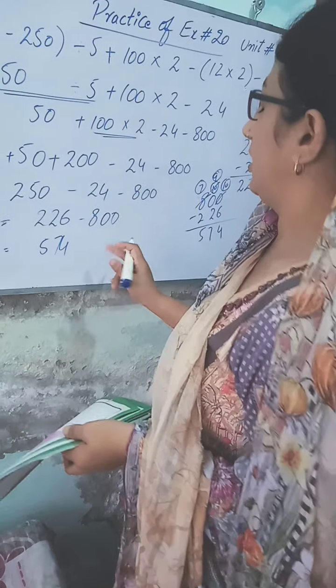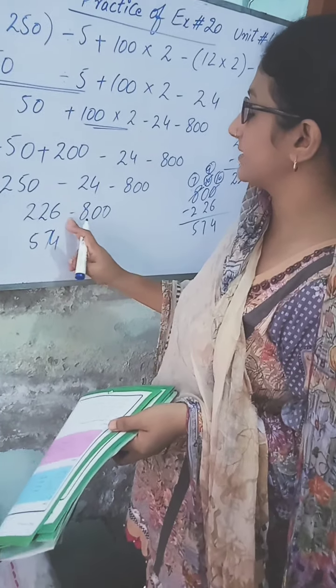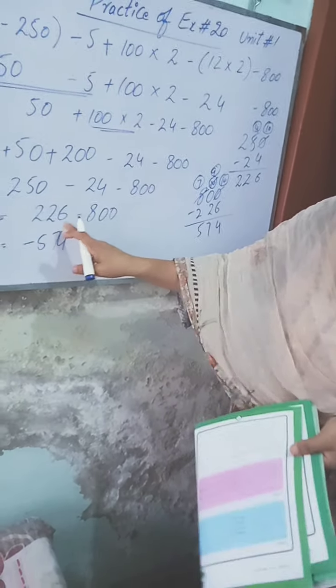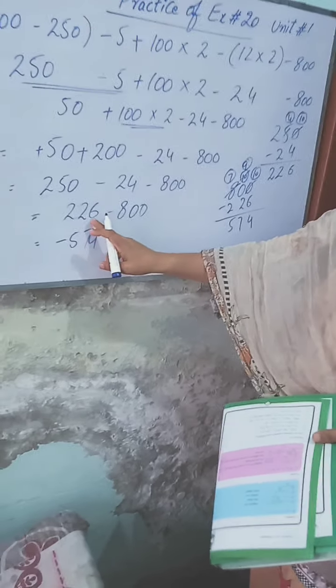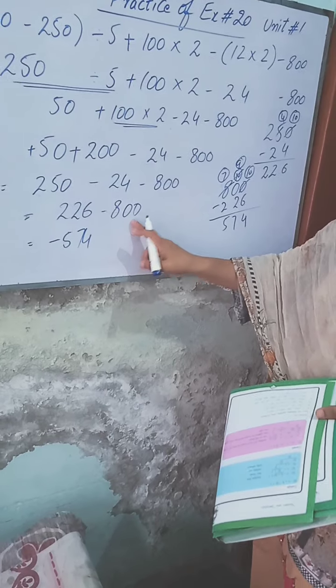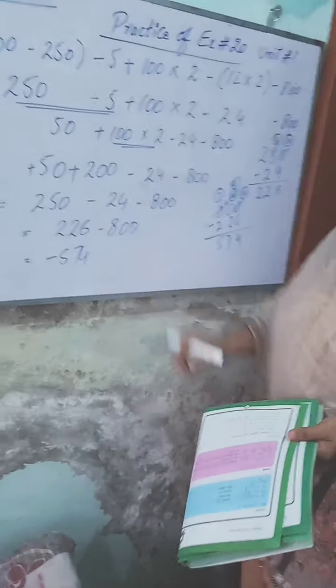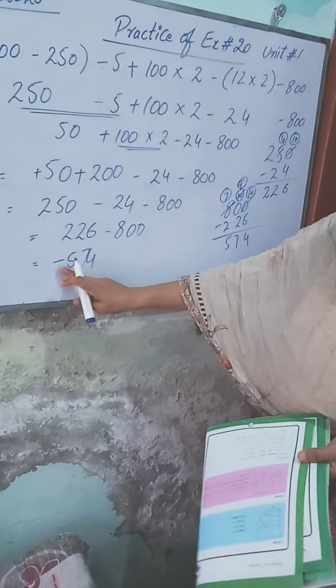But the greater number exists with minus, so we write here minus. Students, in this question you will minus the smaller number from the greater number. So that's why this is an opposite procedure. We minus 800 minus 200. So that's why we write here minus.